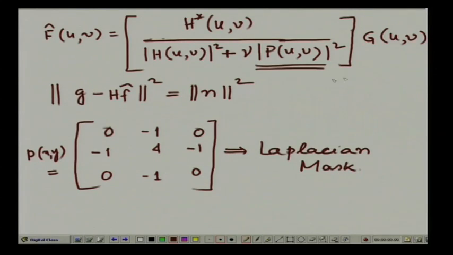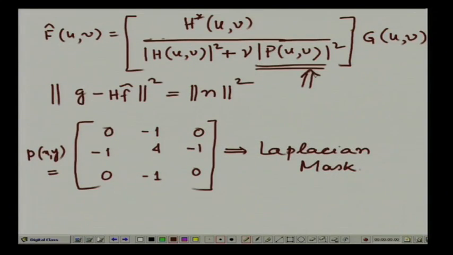Now, for the implementation of this computation, you have to keep in mind that our image is of size capital M by capital N. So, before we compute the Fourier transformation of p x y, which is given in the form of a 3 by 3 mask, we have to pad an appropriate number of zeros, so that this p x y also becomes an array of dimension capital M by capital N. Only after converting this to an array of dimension capital M by capital N can we compute p u v, and that p u v has to be used in this particular expression.